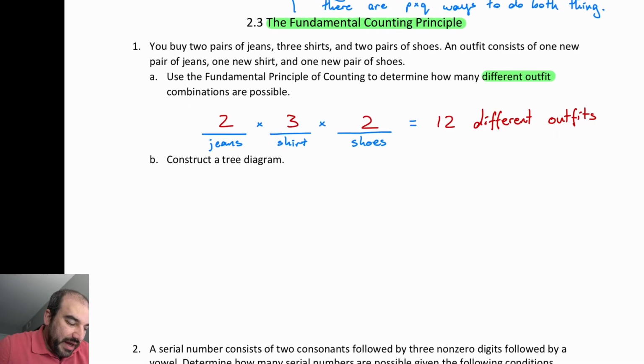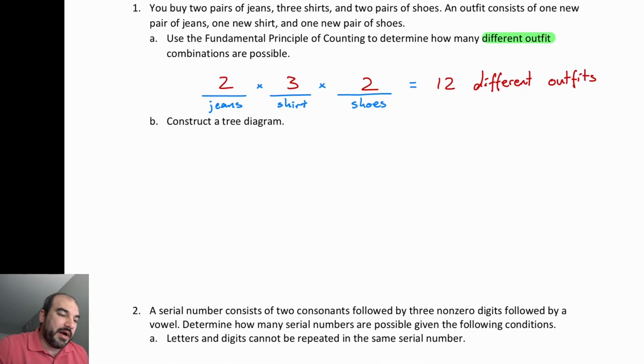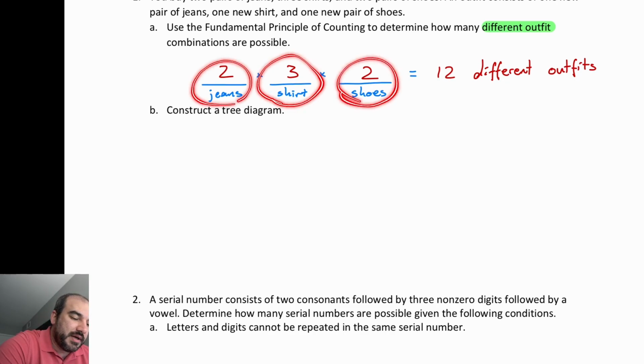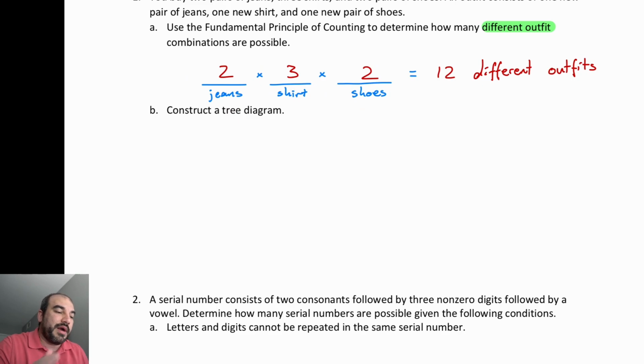And then part B asks us to construct a tree diagram. And here we're going to work with these 3 tasks, and we're going to create a tree diagram where each branch of the tree is going to represent a different outfit. So we're going to start the problem by representing the choices for the jeans. Since there are 2 choices for pairs of jeans, we're going to split into 2 branches here to begin with.